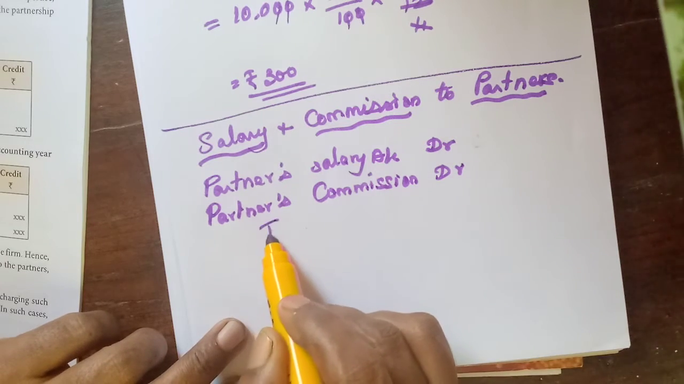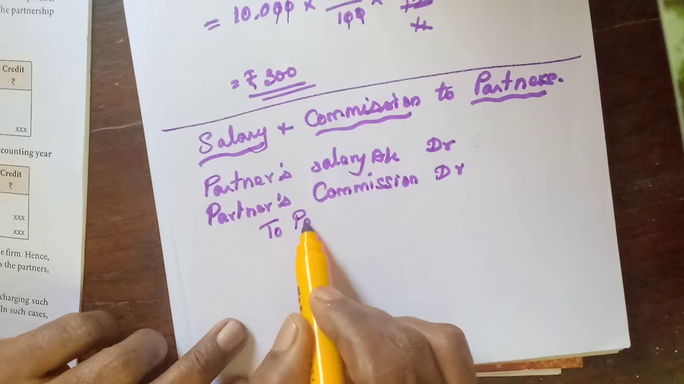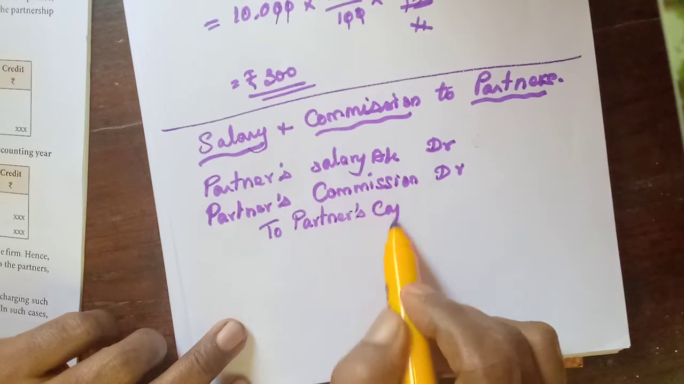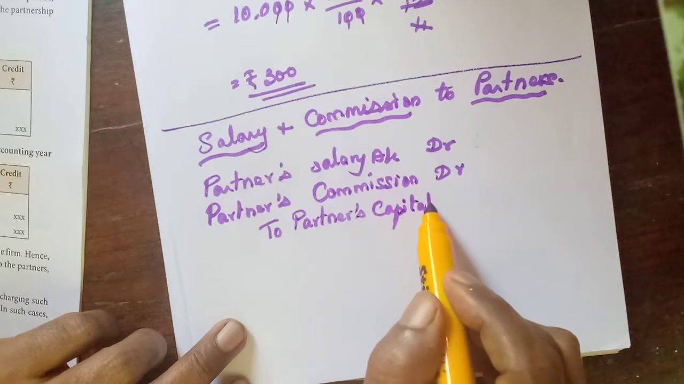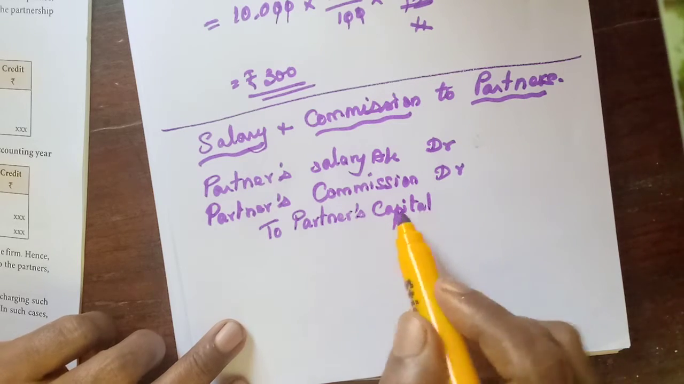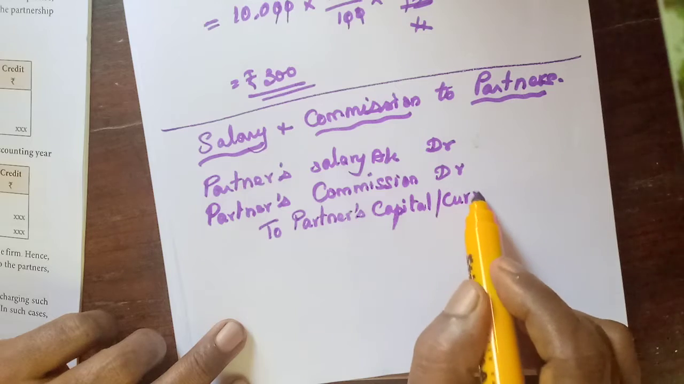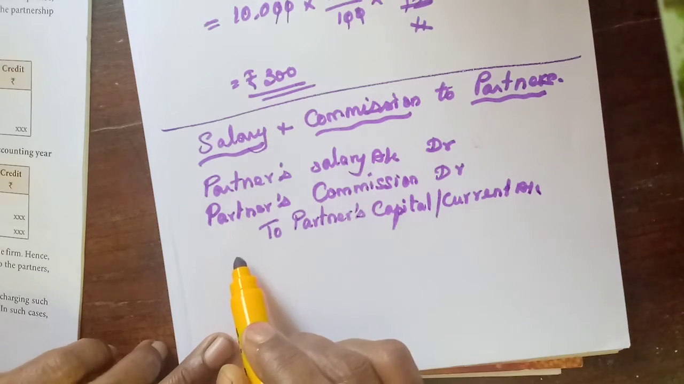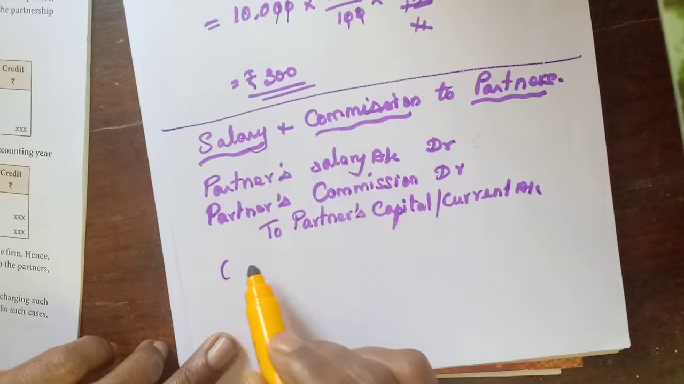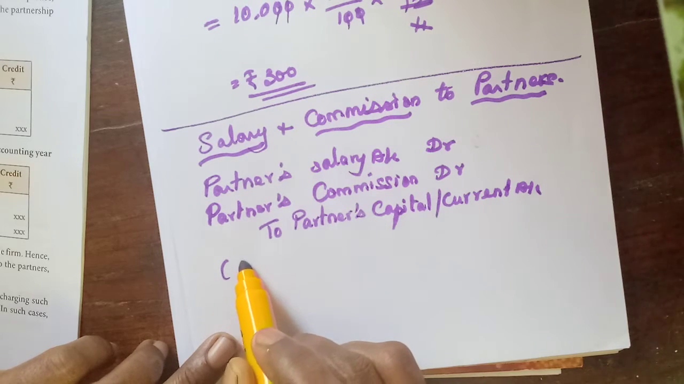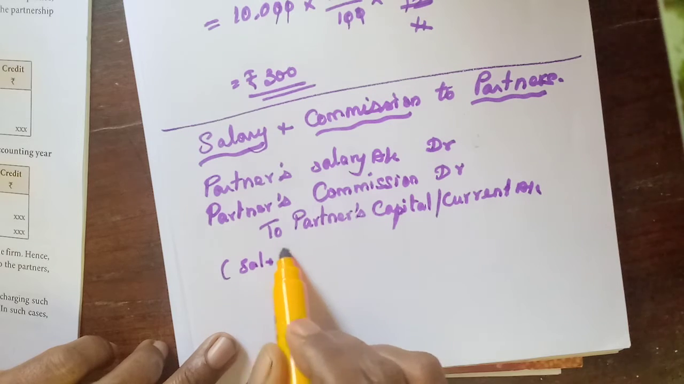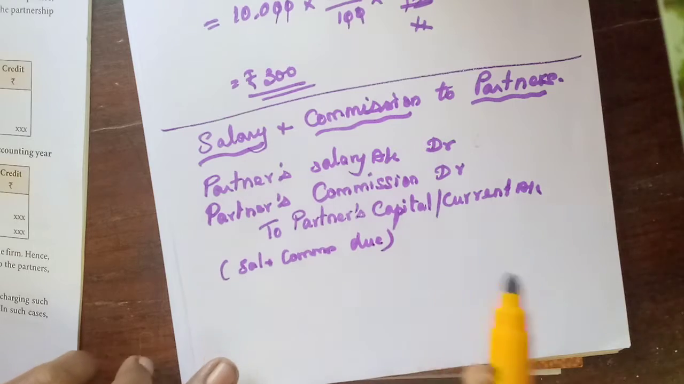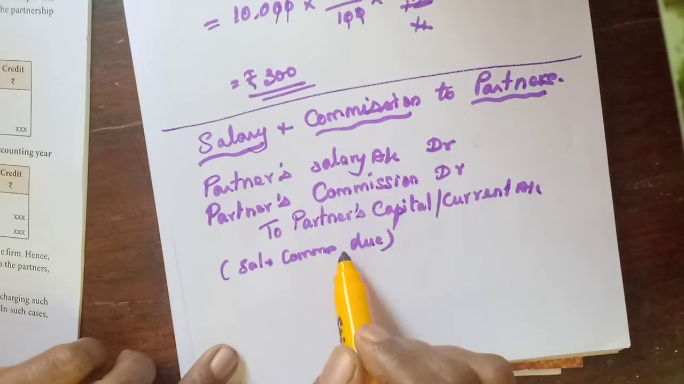to, that will be transferred to partner's capital account or current account. If it is fluctuating capital, capital account. If it is fixed capital, current account. Either current account or capital account we should transfer. Then we write the narration: partner's salary and commission due.